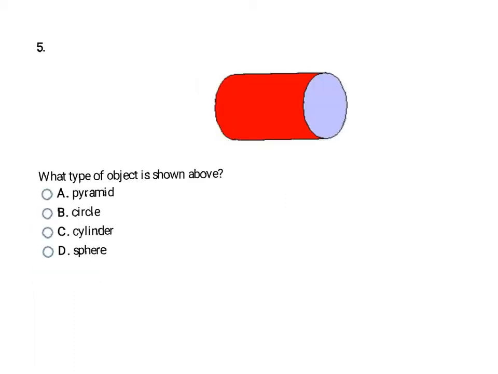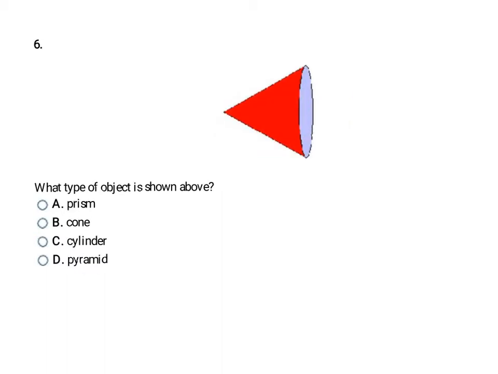In this object, I have 2 circles being connected by a curved surface. So that describes a cylinder. Here I have 1 circle that has a curved surface going around that circle that comes to a point. So this is going to be a cone, just like a party hat. So my answer here is B.